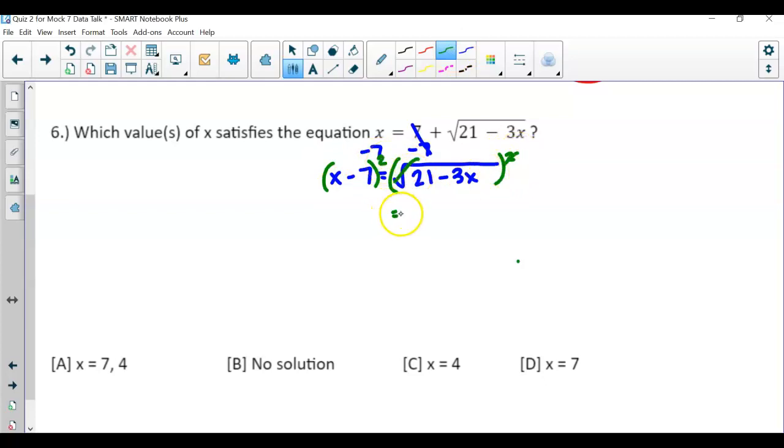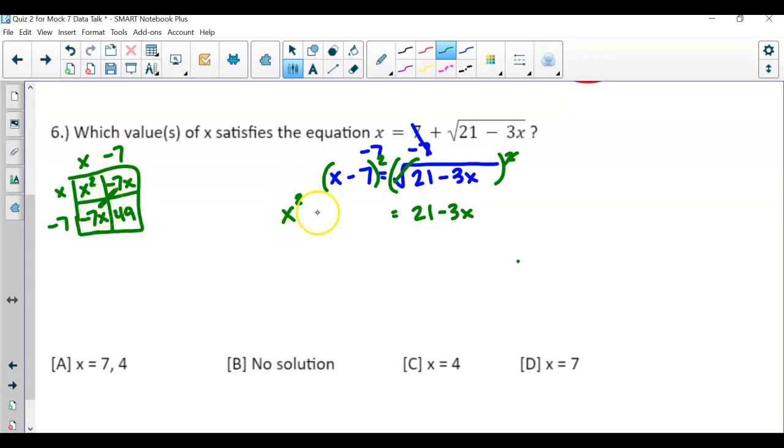Radical goes away here, so I've got 21 minus 3x, but notice here, guys, that's x minus 7 times itself. So you do have to do box method, x minus 7 times x minus 7. So here you get x squared, negative 7x, negative 7x, and positive 49. So after combining like terms on the diagonal, you have x squared minus 14x plus 49.